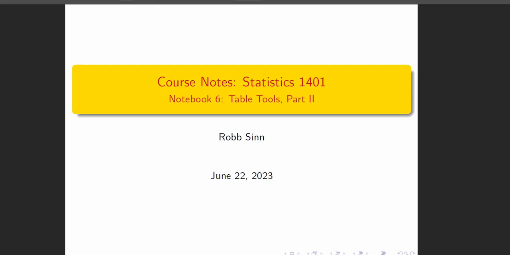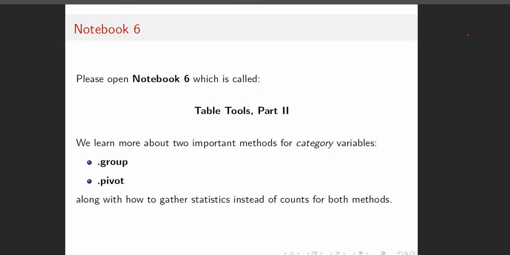Today we're going to talk about Notebook 6 and more about table tools that we're going to learn. All right, so go ahead and get Notebook 6 open and run that initial code block. Then we're going to learn about two important methods we can use, especially for category variables, called .group and .pivot.